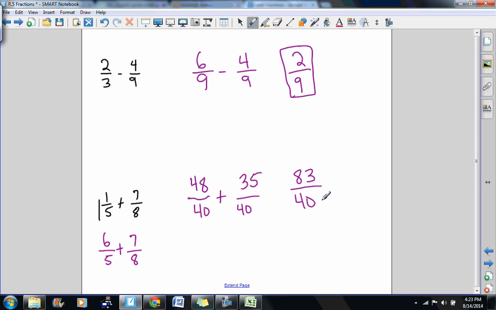This is 40. Now a mixed number is actually going to be much, much easier here because I pull out as many 40s as I can, which is 2 of them. And I have 3 40s left over. There you go. So 2 and 3/40.